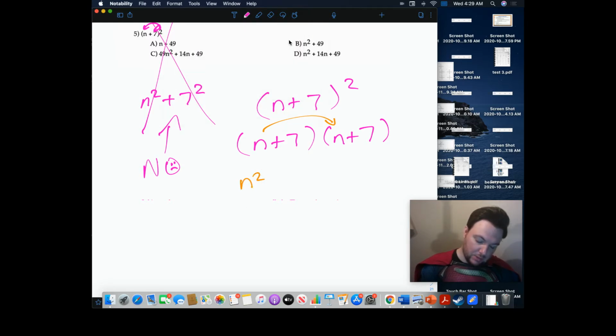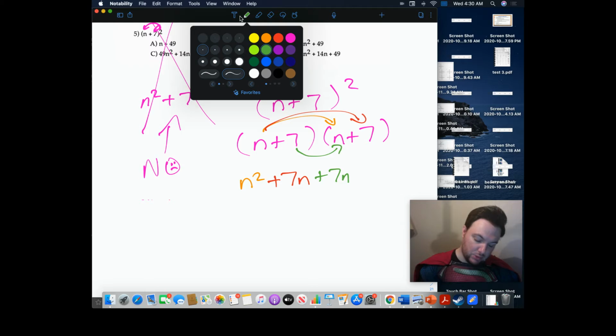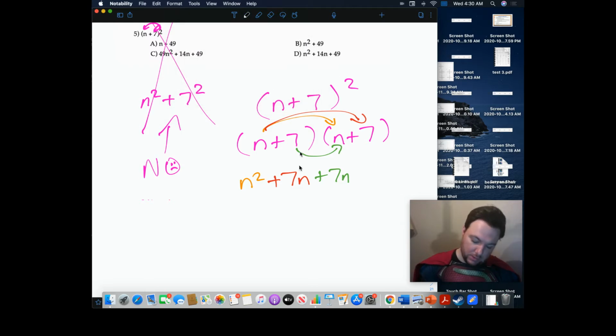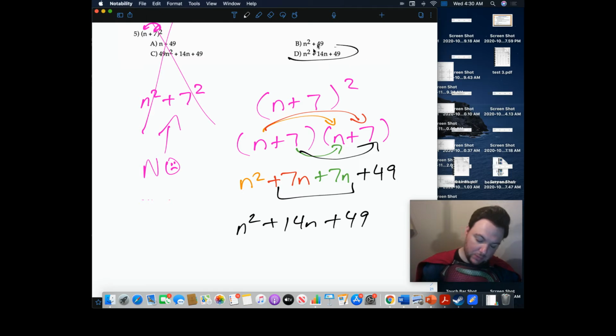What you do now is I really like that pink apparently, or magenta. You multiply by 7n. What you do now is you FOIL, so plus another 7n. What you do now is you distribute. These are all words saying the same thing, okay? Again, in the middle, they match up, so 14n. So this is n squared plus 14n plus 49, which is this one.